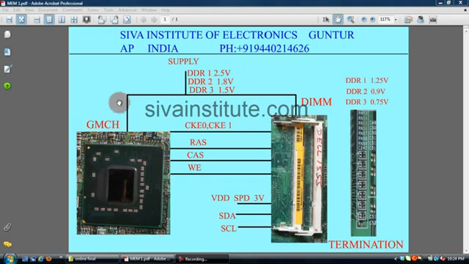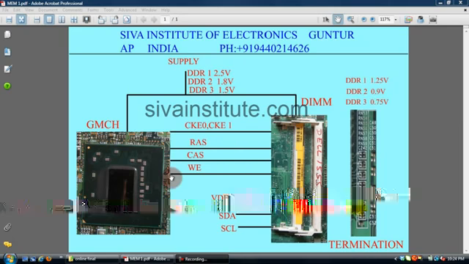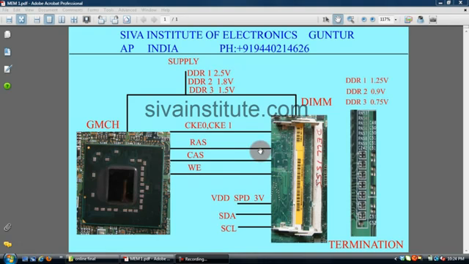Next, when this voltage comes to the GMCH, the CKE0 and CKE1 clock enable voltages come out from the GMCH to the memory slot. RAS, row address strobe, column address strobe, write. These pins have some voltage, 1 to 1.5 volts. If there is no voltage at these points, you should check the GMCH.